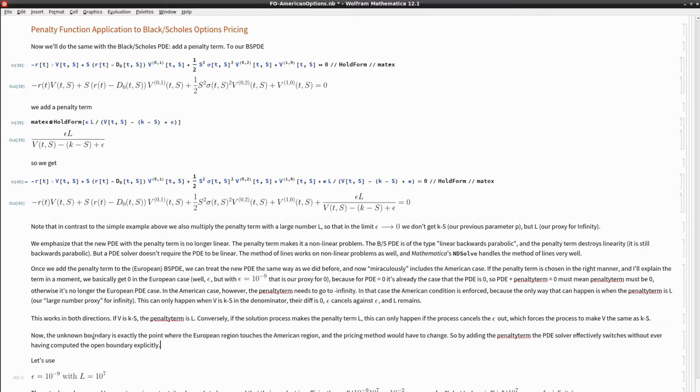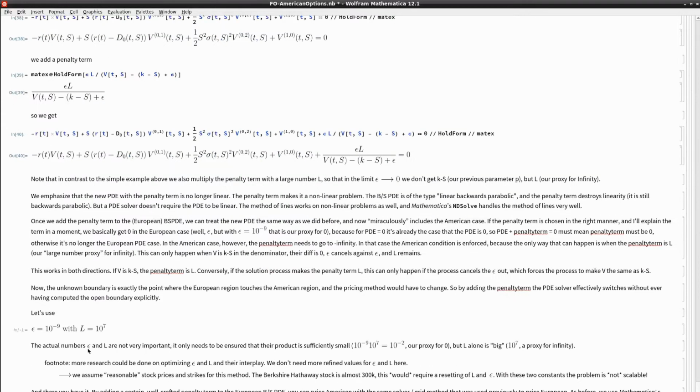Okay. And the unknown boundary now is exactly the point where the European region touches the American regions. It is the split of our subdomain. And this means that's where our pricing method would have to change. So by adding the penalty term to the European PDE, the solver effectively switches without ever having computed the boundary explicitly. I think that's a remarkable result and very, very practical.